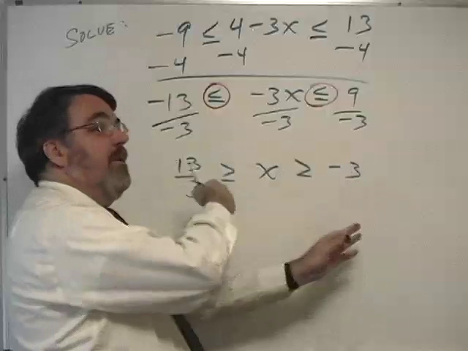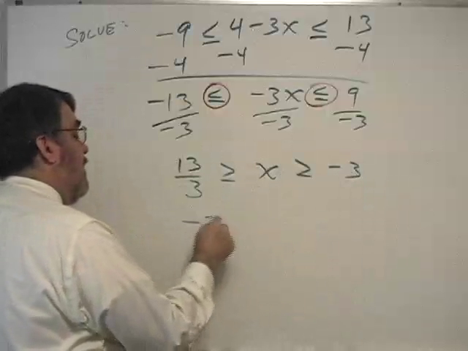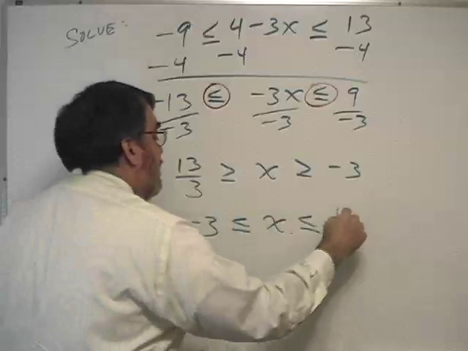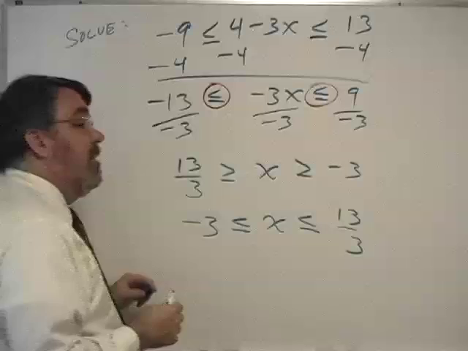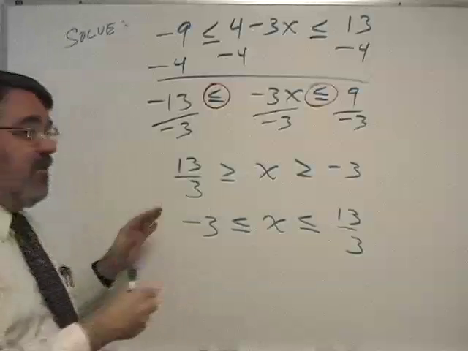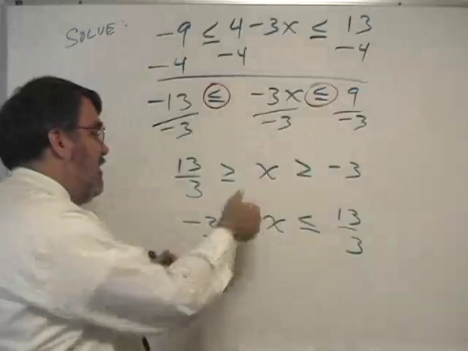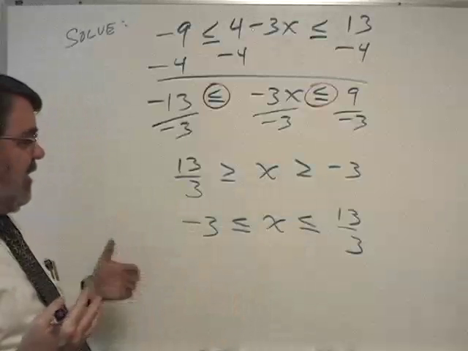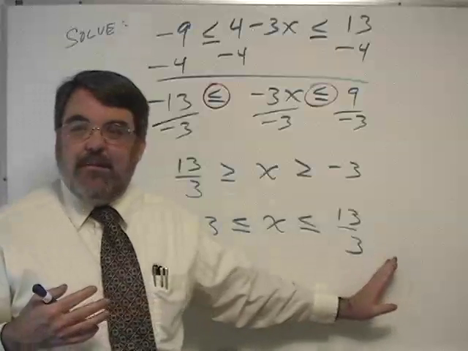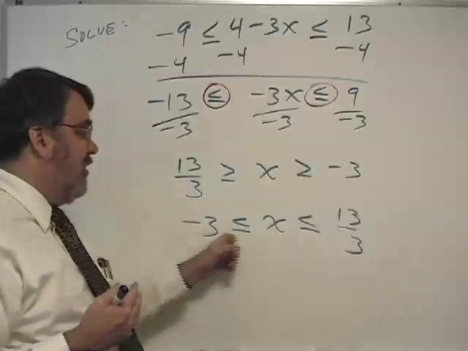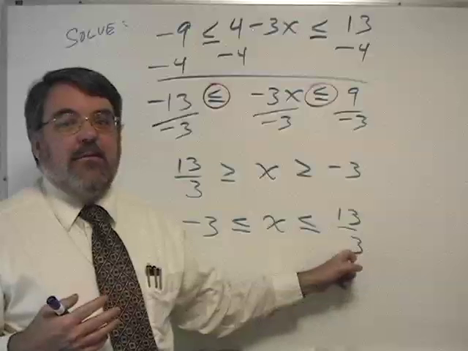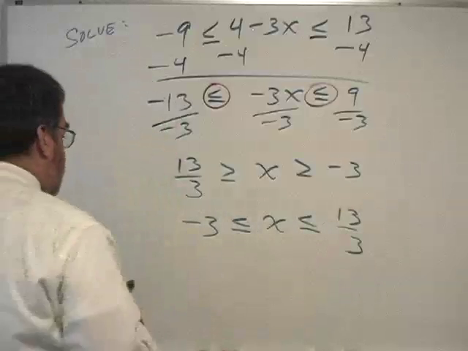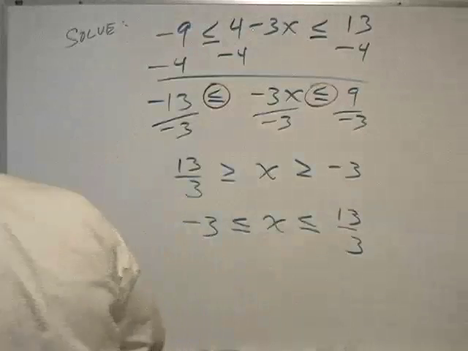All right, so if I switch this around, I have negative 3 is less than or equal to x, and that's less than or equal to 13/3. And so, again, if you switch inequalities around, you've got to switch these symbols. So now it's in a form which I like, where I have a negative to the left of a positive. So it runs from negative 3 up to positive 13/3. All right, so I'm going to graph using this.